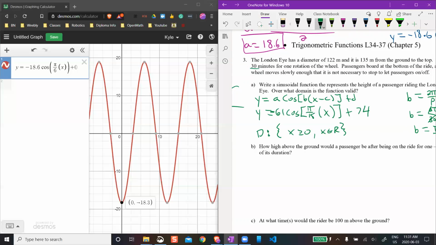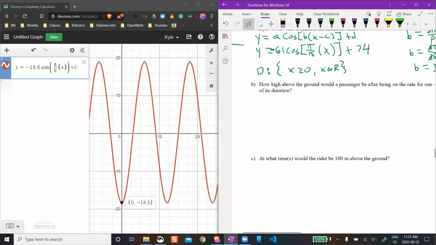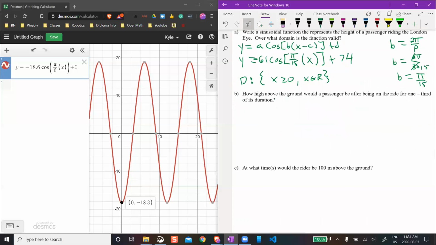Yeah, so that's pretty much it. So now part B: how high above the ground would a passenger be after being on the ride for 1/3 of its duration? All right, so what is this saying? The duration for one full rotation, remember, was 30 minutes. And 1/3 of that, you can probably do in your head, that's 10 minutes, so divided by 3, 10 minutes. So I want to know where this thing is at 10 minutes.